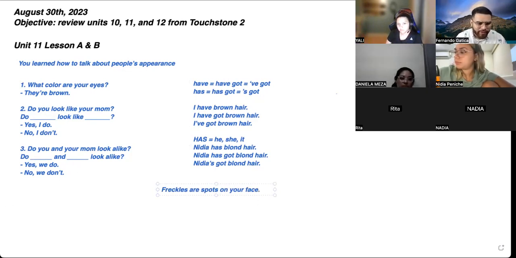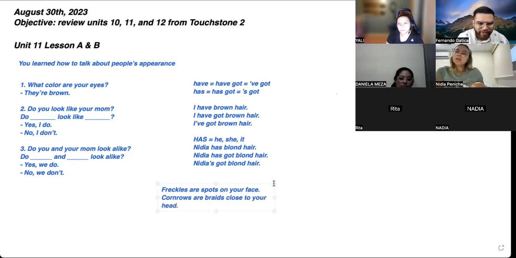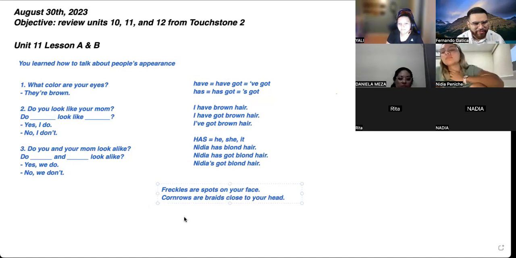What is the name of those braids that are very close to your head? Cornrows. Very good. Cornrows are braids close to your head. When I think of cornrows, I think of people in prison. I don't know why. I watch too many movies.